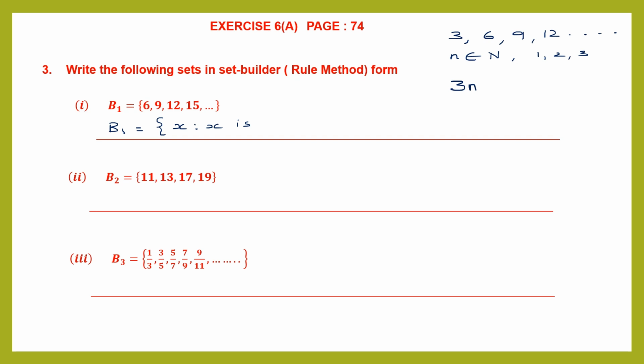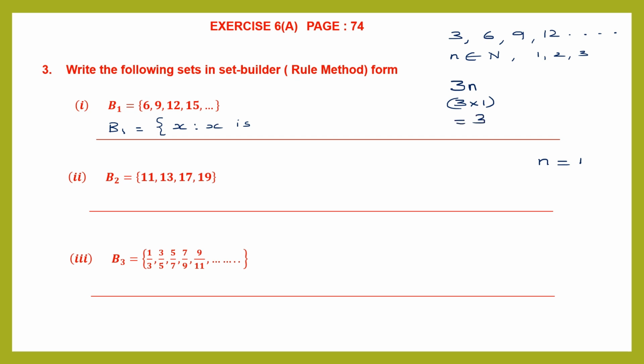Now if I say this is 3n, that means in the place of n, I can put any number starting from 1. So if I put 1, 3n will become 3 into 1, which is 3. But 3 is not there. So what can I do here? I can say n is equal to 1. Okay, so n is equal to 1. If n is equal to 1, then this becomes 3 into 1, which is 3. But I don't have 3.